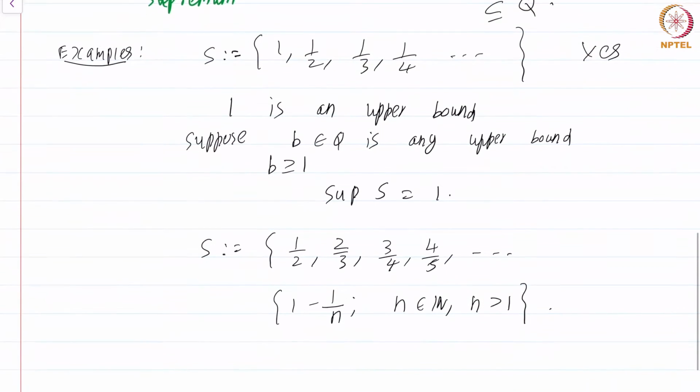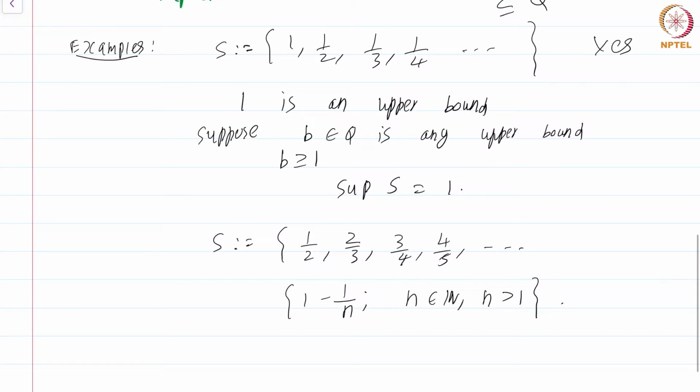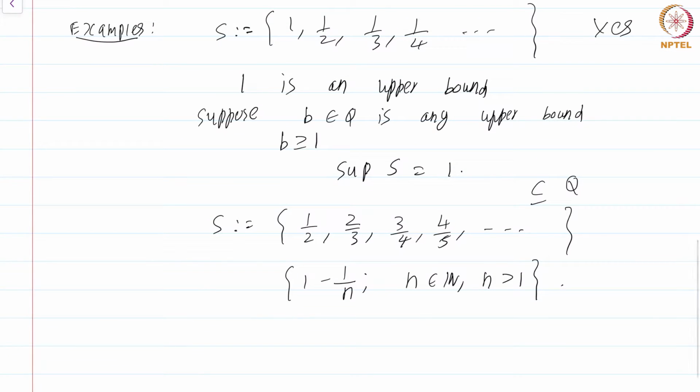It's a collection of all numbers. Again, I will take this as a subset of Q. It's a collection of all numbers, half, 2/3, 3/4, 4/5, and so on. Essentially 1 minus 1 by n. Now, what is the upper bound? What is an upper bound for this set? And does it really have a least upper bound?